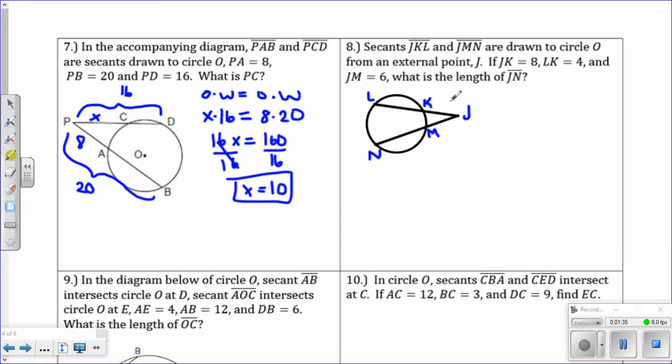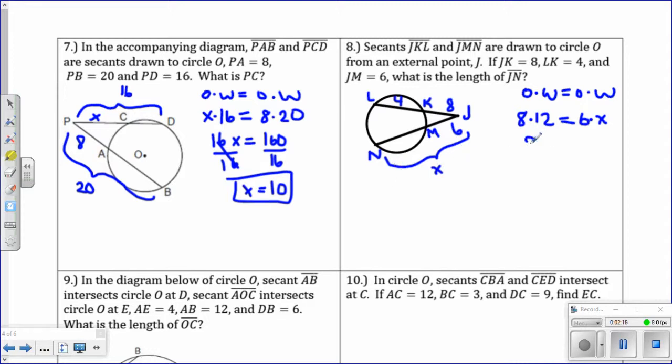If JK equals 8, LK equals 4, and JM equals 6, what is the length of JN? So I don't know this whole secant. I'm just going to make brackets with it. Okay, so our rule, outside times whole equals outside times whole. Top secant, the outside's 8, and the whole thing, I would have to add 8 plus 4 to get the whole secant, that's 12. The bottom secant, the outside part is 6, and the whole thing is x. It's not x plus 6 because of how I've labeled it. I already labeled the x's from one end all the way to the other of the secant. So for me, this whole thing is just x.